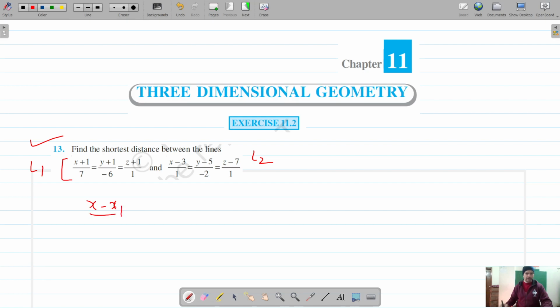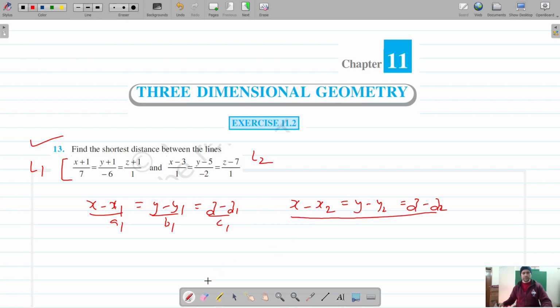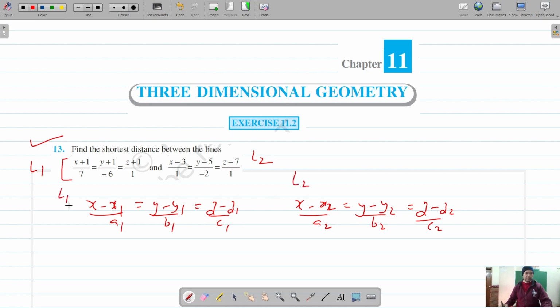We know that the Cartesian equation of a line is (x minus x1) upon a is equal to (y minus y1) upon b is equal to (z minus z1) upon c. So let's consider this as a1, b1, c1. These are two equations: (x minus x2) upon a2 is equal to (y minus y2) upon b2 is equal to (z minus z2) upon c2. So this is line 2 and this is line 1.